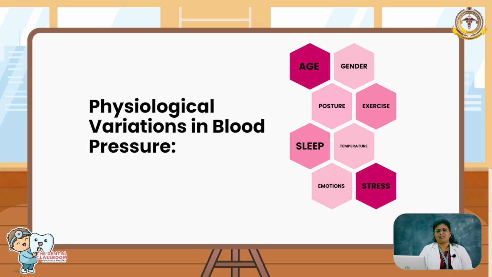And then temperature. In cold climates blood pressure will be a little less and in higher temperatures and hot climates blood pressure will be a little high. Then the emotions. When the person is very happy the blood pressure will be a little less compared to a person who is very angry or stressed. So stress also very importantly plays a role in increasing the blood pressure. So all this is considered physiological variation when it is brought back to normal.